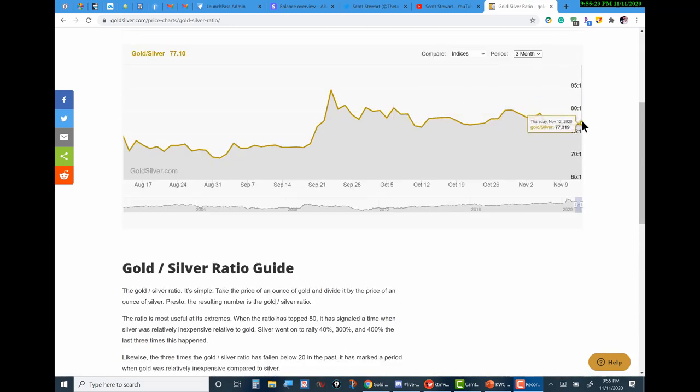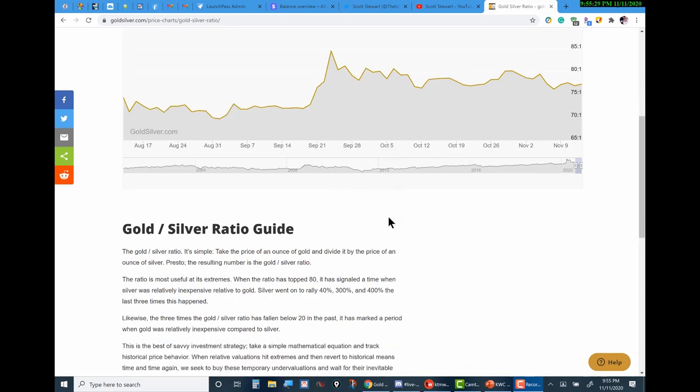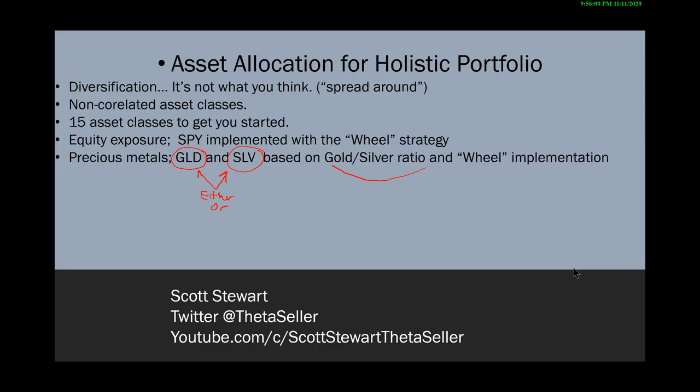Where are we at today? Well, we're at about 77. So silver would probably be the better buy right now than gold. How are we going to implement that ratio or that math? Well, once again, folks, with regards to precious metals, we're going to use the wheel implementation. We're going to use the wheel where we, number one, sell a put.